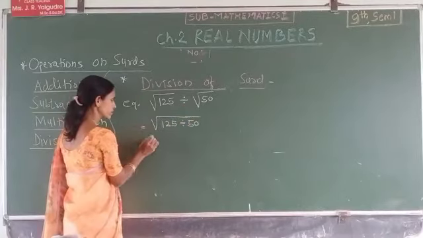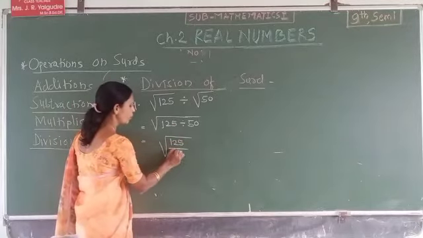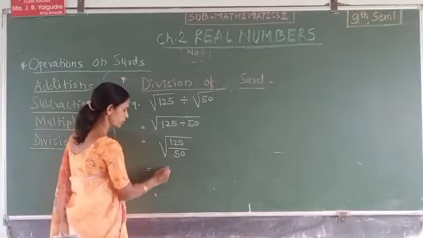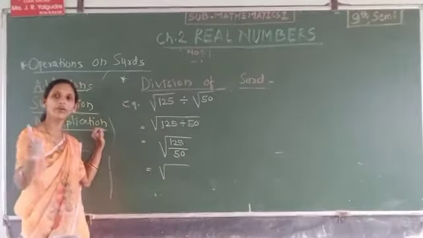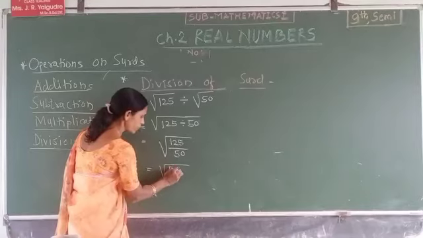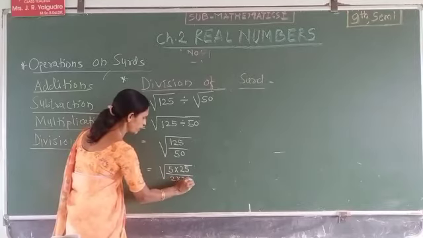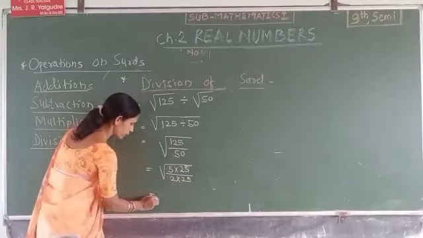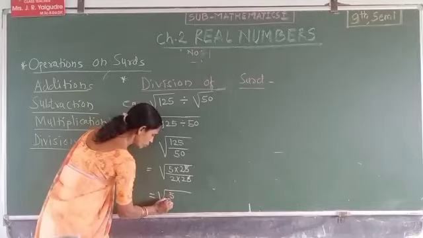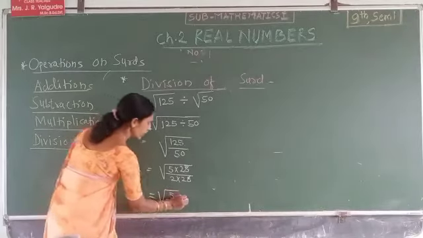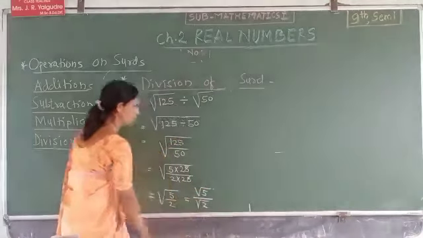That means the same surd can be written like this, root 125 upon root 50. Therefore, see here 125 and 50 both are divisible by 25. Therefore, we can write here 5 into 25 means 125 upon 2 into 25, that is 50. Therefore, cancelling 25 upon 25, we get root 5 upon 2. That means we can write this like root 5 upon root 2.